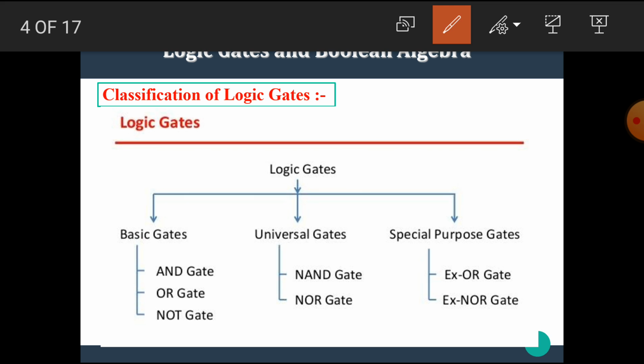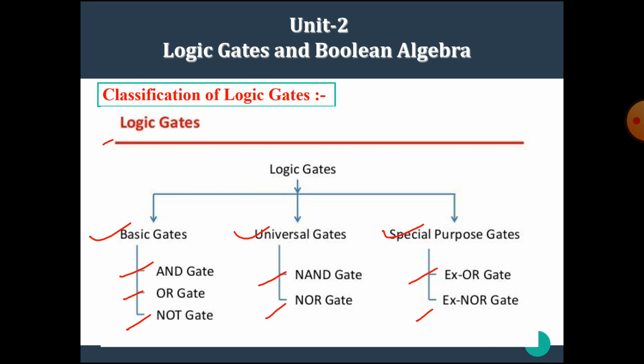Let's see the classification of the logic gates. Logic gates are mainly divided into three types: basic logic gates, universal logic gates, and special purpose logic gates, which are also called the derived gates. The basic logic gates are further divided into three types: AND gate, OR gate, and NOT gate. Universal gates have two types: NAND gate and NOR gate. The special purpose gates or the derived gates have the types XOR gate and XNOR gate. Let's see the details of each type one by one.